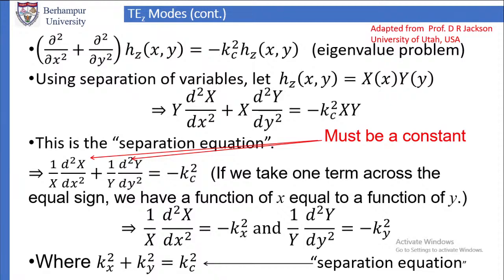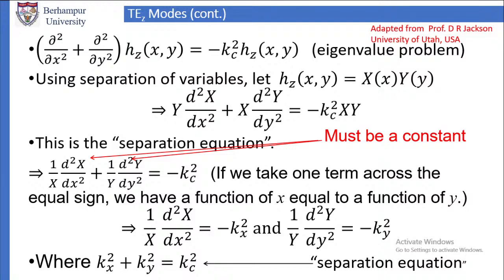So this is called the separation equation. Now, how are we going to separate it? Divide both sides, left side and right side, by XY. If I divide by XY, on the left side Y divided by XY gives us 1/X. So the first term will be (1/X) d²X/dx², plus the second term (1/Y) d²Y/dy², is equal to minus kc². Now you can see on the left-hand side we have two terms, (1/X) d²X/dx² plus (1/Y) d²Y/dy².